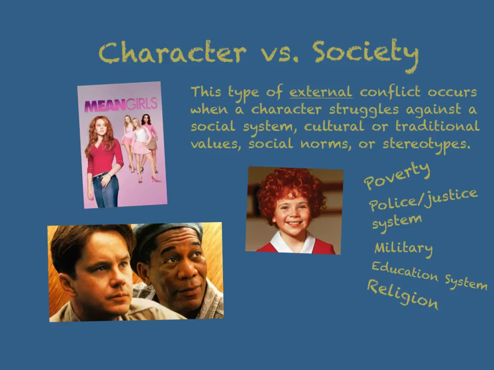I've given some examples of what it might look like in a text. It could be poverty, some sort of conflict with the police or justice system, the military, the education system, or religion. These are not the only types, but they are the most common. The 3 pictures you see here show some examples of different character versus society conflicts.